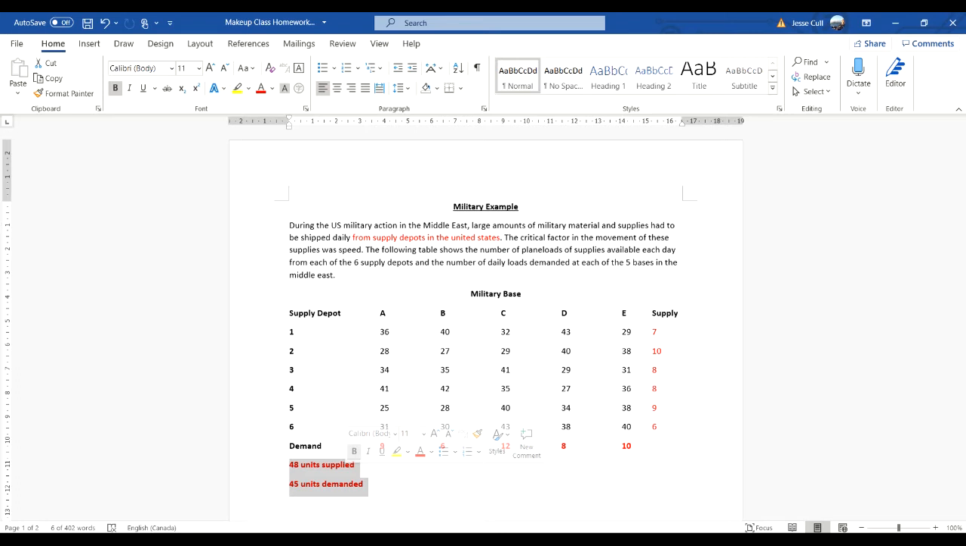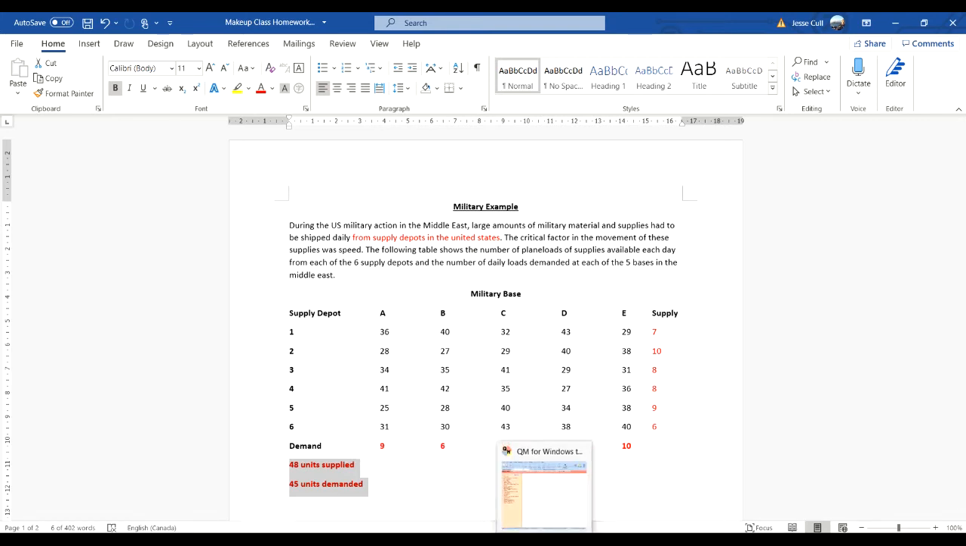In this situation, because we have more supply than demand, all of our demand will be met. But also because we have more supply than demand, we will have 3 leftover units. What that means is 3 units will have to be abandoned. We will ship only 45 because only 45 are demanded.